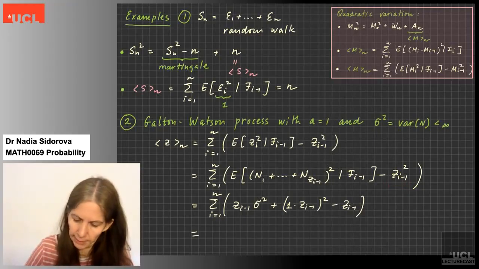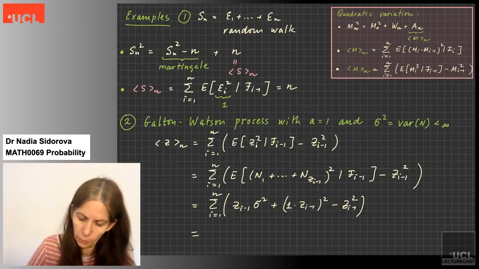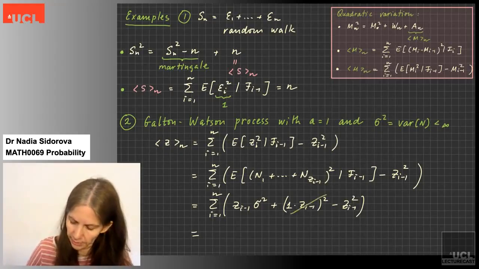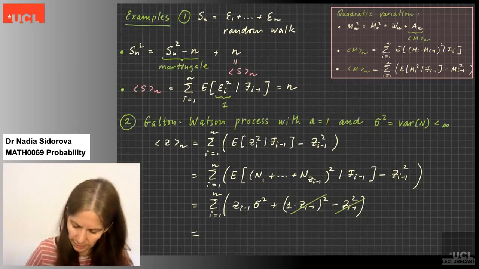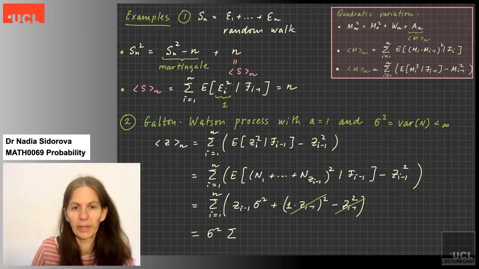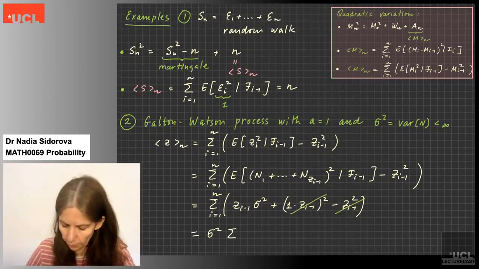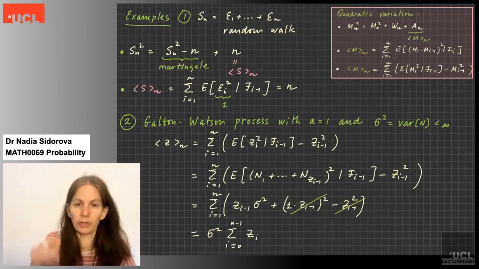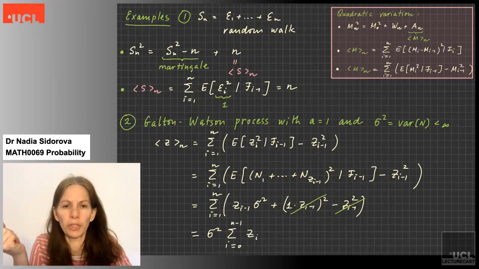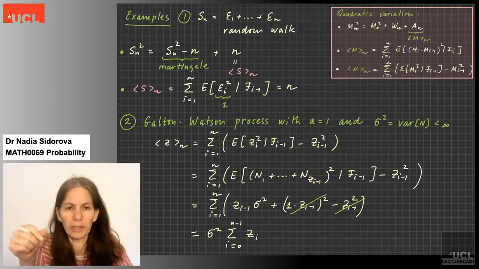And what we see happening is, I forgot the square in the last term. So we see that these terms cancel each other, and otherwise it is sigma squared times the sum. I will let the sum run from 0 to n minus 1, and then I can simply write Z_i in this sum. So the sum of all individuals in all generations up to n minus 1 is the quadratic variation of the process Z at time n, multiplied by sigma squared.